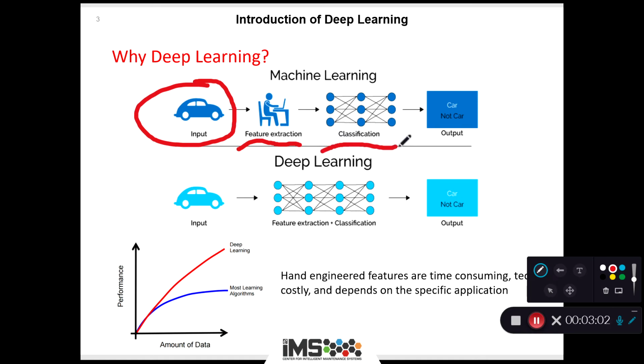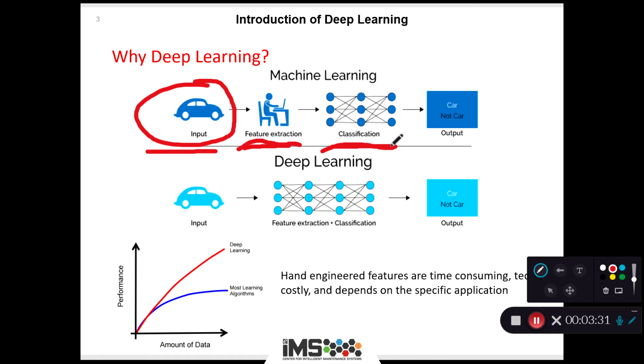It is a classification task, and we use the features as input, and the classification model will give us the output. Oh, it is a car. So the flowchart is we get the input, we extract features, and then we do classification. A very important step here is that we need to do the feature extraction by hand, or we need manually designed features.